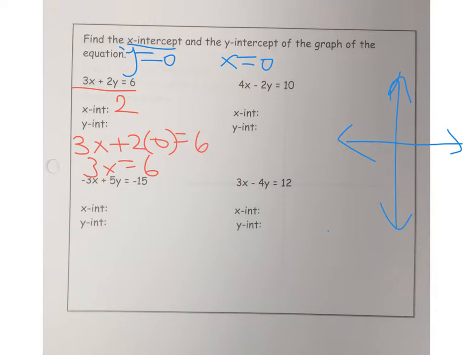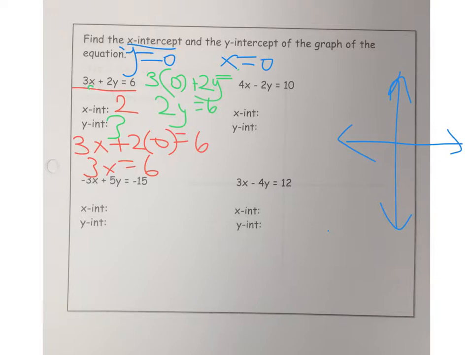For the y-intercept, I'll do that one up here, it's when x is equal to 0. So it's going to start with 3 times 0. So now I'm plugging in x is equal to 0, plus 2y is equal to 6. So I'm going to be left with 2y is equal to 6. So y is going to be equal to 3. So that's what you're doing. You're plugging in 0 for x and 0 for y, and then solving for it.